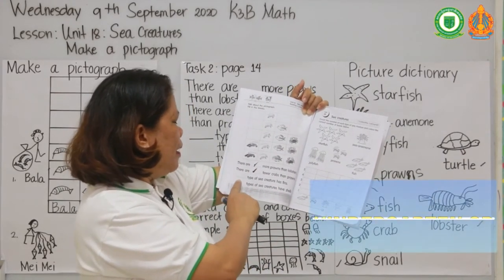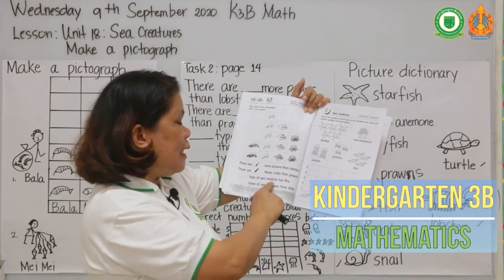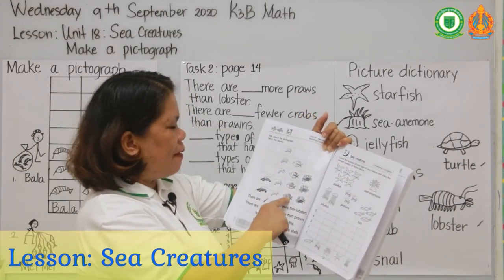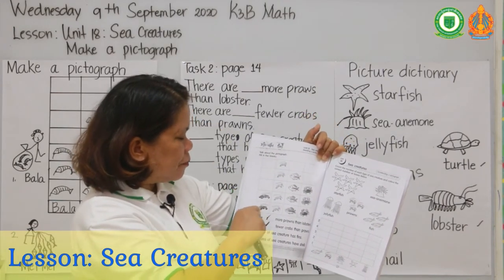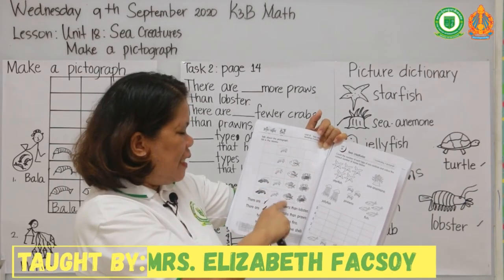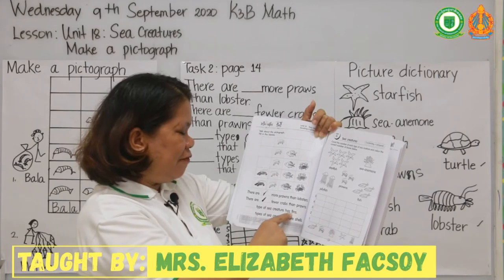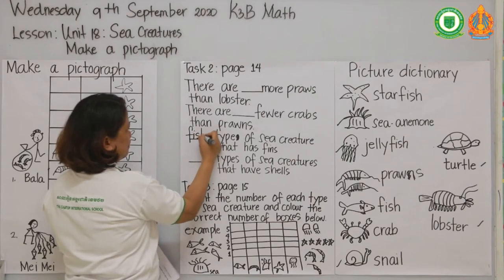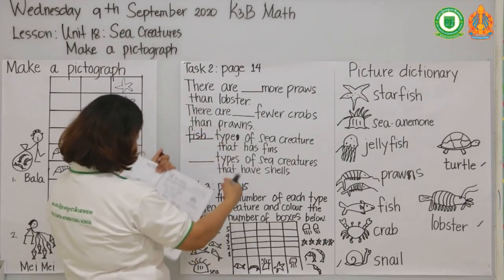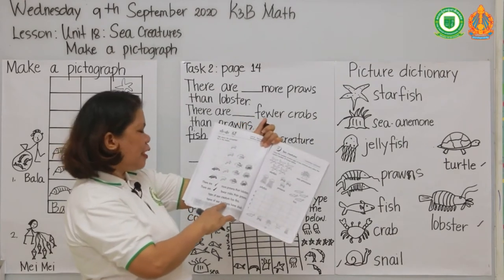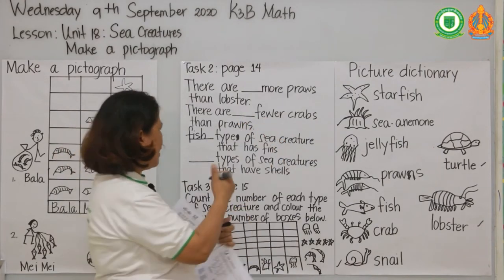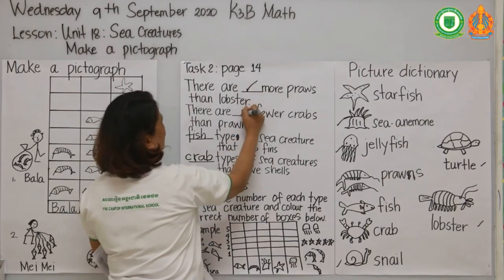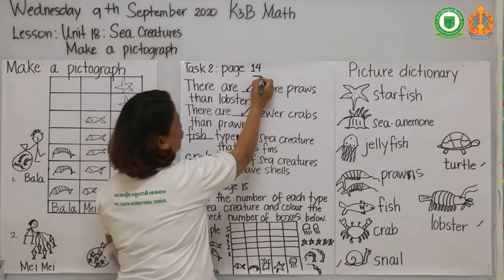Then here you're going to write the type of sea creatures that has fins, okay? So what is a fin? Only fish, the fishes have fins, okay? So you're going to write fish. Fish. Alright, and the sea creature that has a shell is a crab, okay? You write crab. Crab. Okay, you're going to check. Page 14, okay?